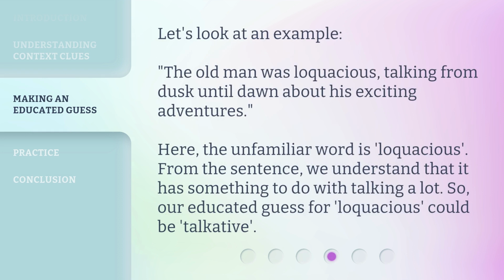Let's look at an example. The old man was loquacious, talking from dusk until dawn about his exciting adventures. Here, the unfamiliar word is loquacious. From the sentence, we understand that it has something to do with talking a lot. So, our educated guess for loquacious could be talkative.